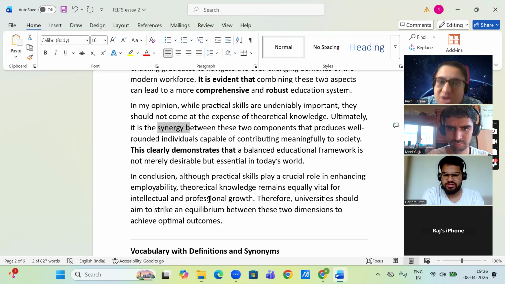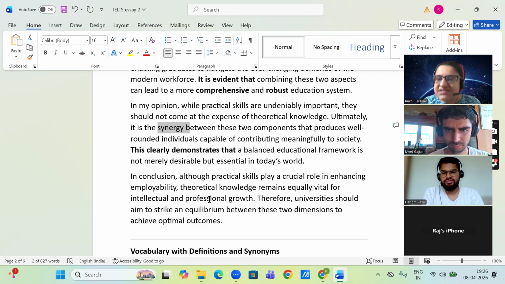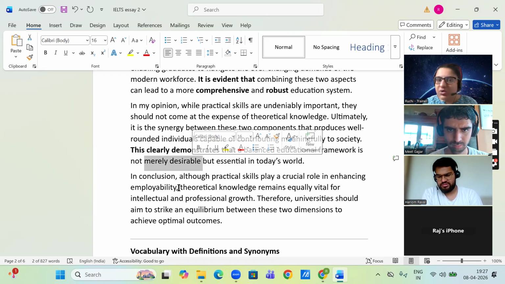It is the synergy between these two components that produces well-rounded individuals capable of contributing meaningfully to society. This clearly demonstrates that a balanced educational framework is not merely desirable, but it is essential in today's world. A balanced educational framework is not merely something we like. Merely means only. It is not merely desirable, but it is essential in today's world.